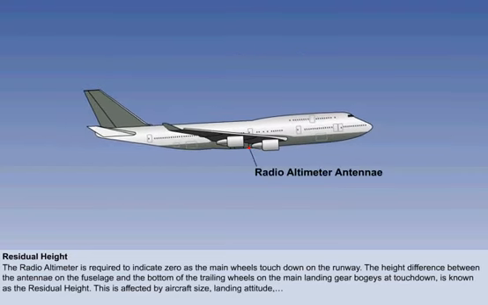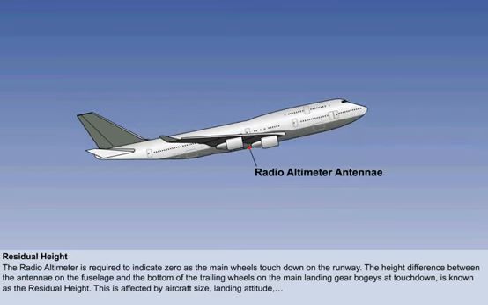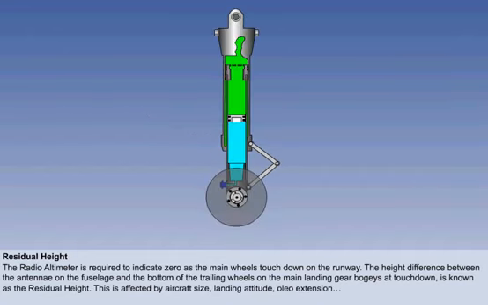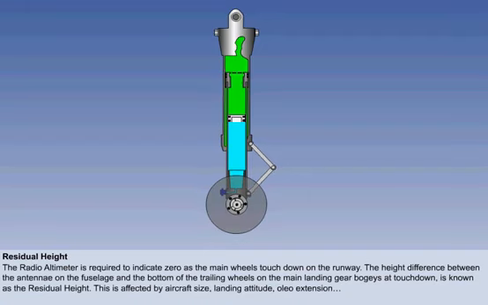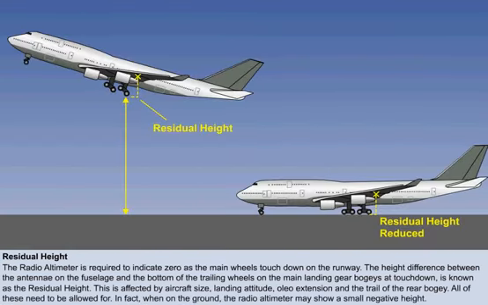This effect can, to some extent, be mitigated by positioning the radio altimeter antennae at or close to the centre of the aircraft pitch axis, which is the centre of gravity. Thirdly, when an undercarriage oleo leg is airborne, it is not compressed by the aircraft's weight. It therefore extends more than it would on the ground. Finally, in flight, the rear bogie of a multiple bogie undercarriage usually trails lower than it would on the ground. All of these need to be allowed for, and the overall effect is called residual height.